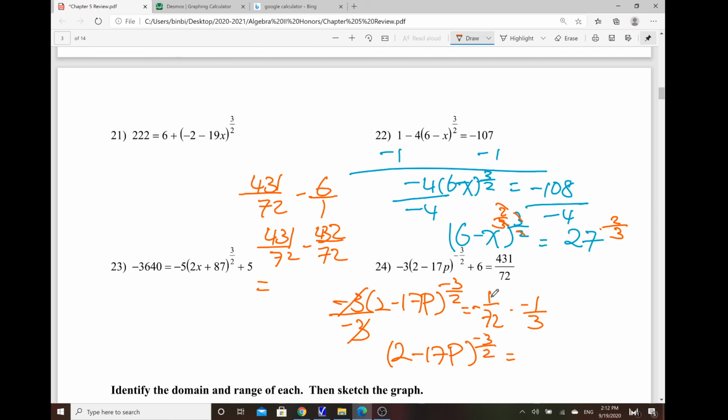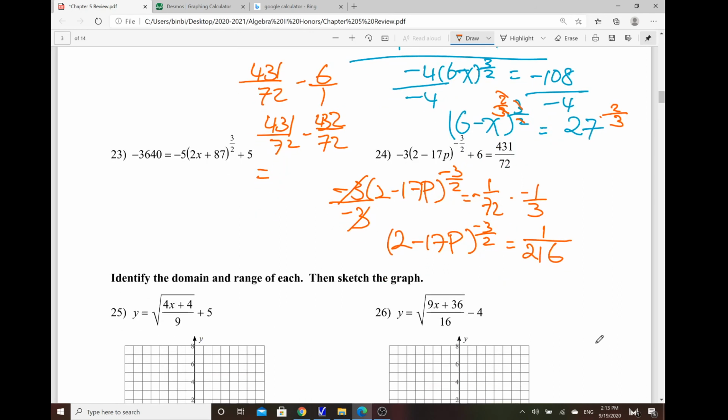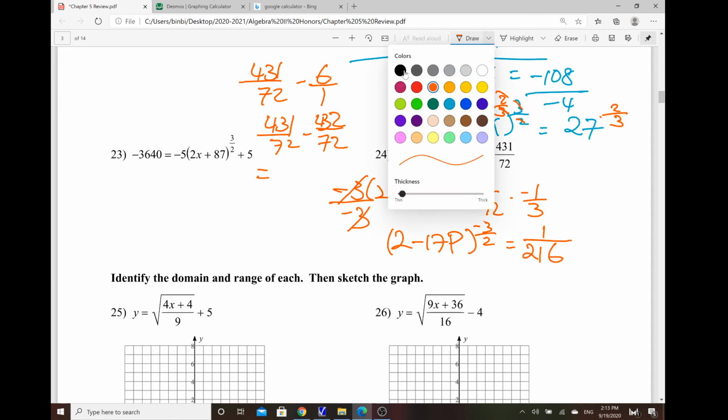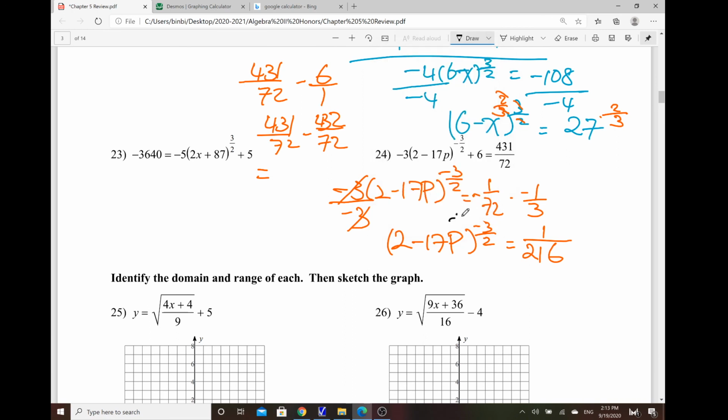And now what we got here is 1 times 1, that's 1. Negative times negative, positive. So 72 times 3, we do have 216. 1 over 216. So now, got to be careful with the negative 3/2. In order to get rid of that negative 3/2, we multiply by its reciprocal. So we multiply the power by negative 2/3, on both sides.